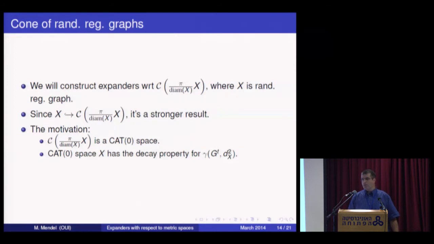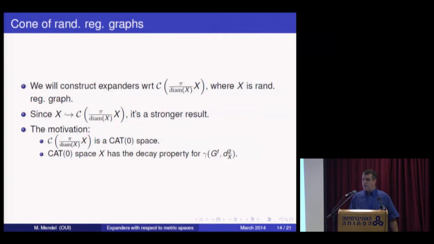So this is what we're going to do. We're going to construct a cone over the random regular graph, and we're going to prove that the zigzag expanders are actually expanders with respect to the cone over the scaled version of the random regular graph. And this is actually a stronger result because, as I said before, this cone contains canonically the metric of the random regular graph.